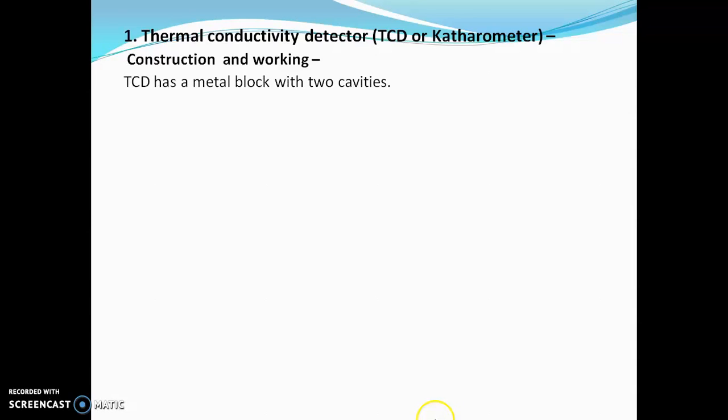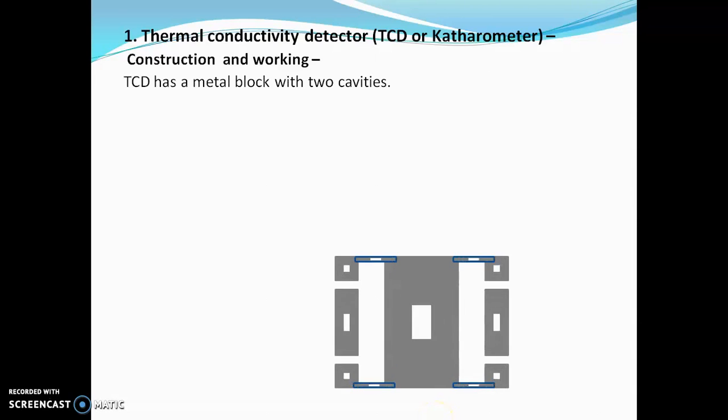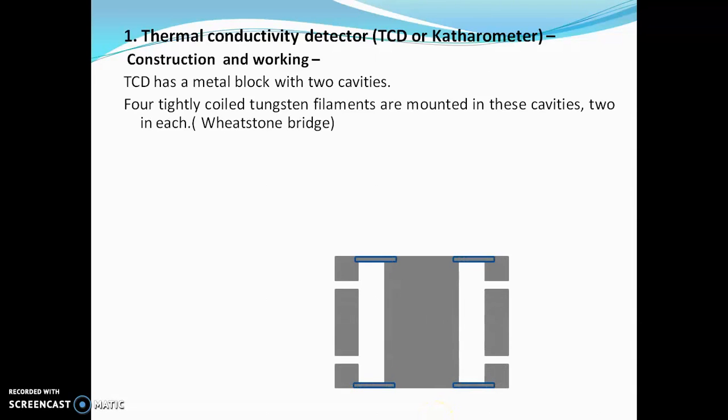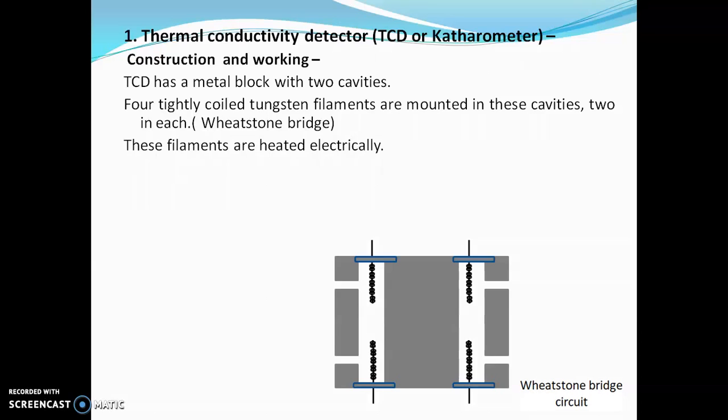This detector has a metal block with two cavities. Four tightly coiled tungsten filaments are mounted in these cavities, two filaments in each cavity. These filaments are connected to an electrical circuit which will form four arms of a Wheatstone bridge. These filaments are heated electrically.